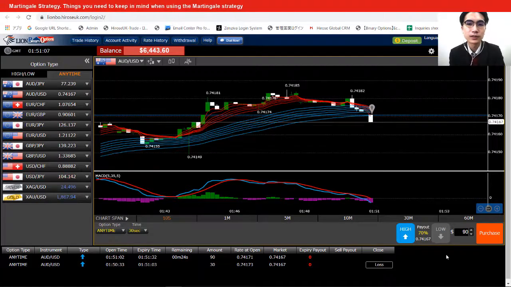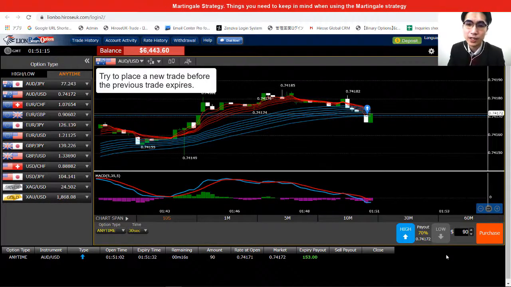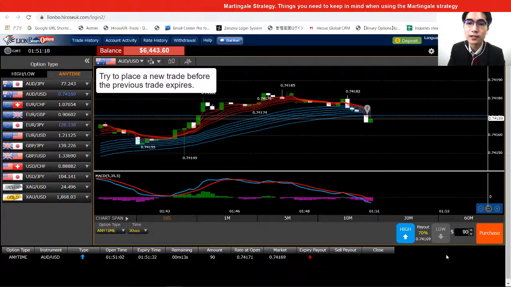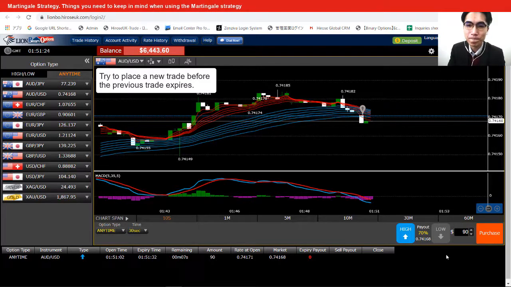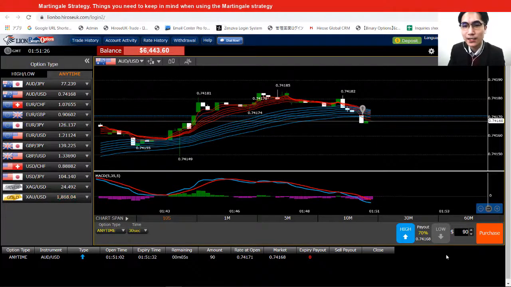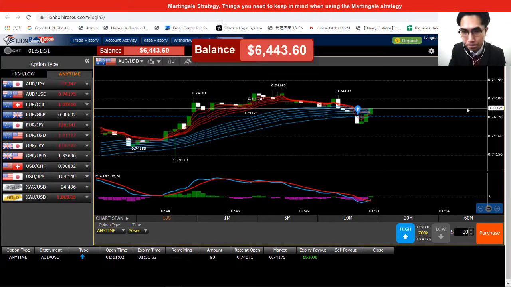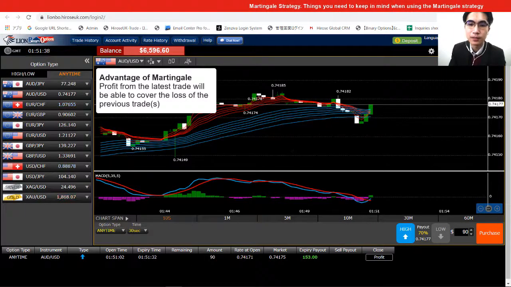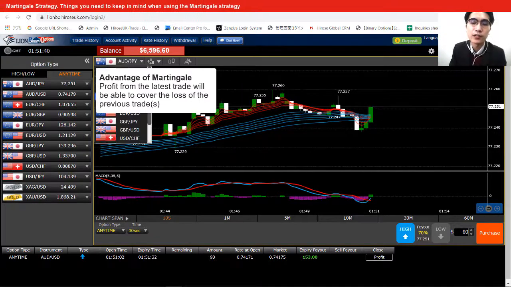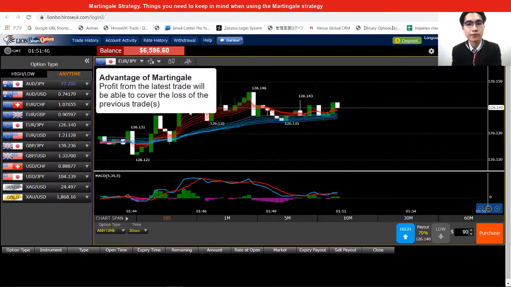So just one tip for you to use this strategy is to try to place your next trade while the previous trade is still going on, so that you know how many trades you have placed. So now it's still against me. So we'll see how this one ends. Even though I lost the previous two trades, if I get this one in profit, then the profit of this trade is gonna cover the loss of the previous two, and that is the advantage of the Martingale strategy.